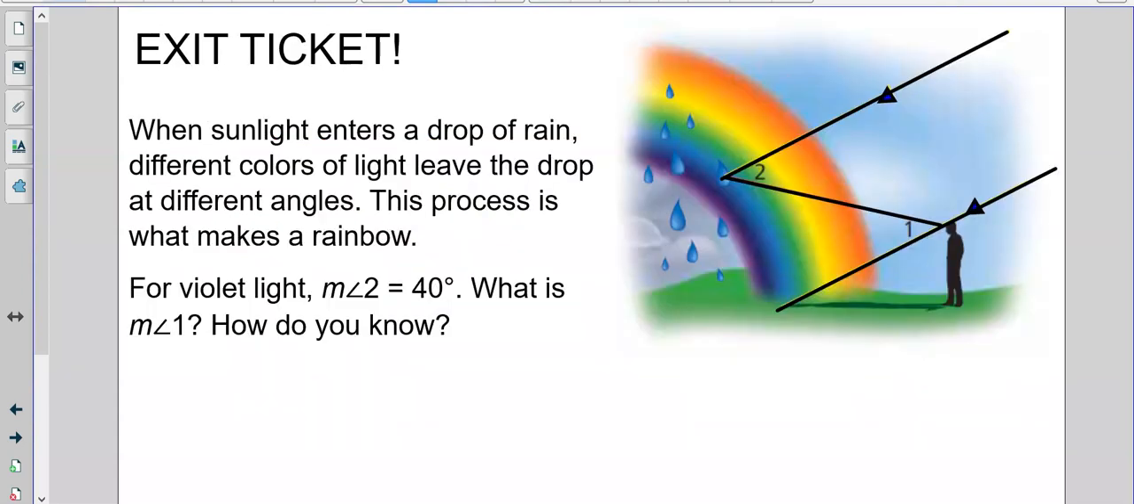All right, exit ticket. This one you're doing on your own. But it says, for violet light, angle 2 is 40. Right here is 40. Okay? So figure out what angle 1 is. Pay attention to the parallel line markers. Good luck.